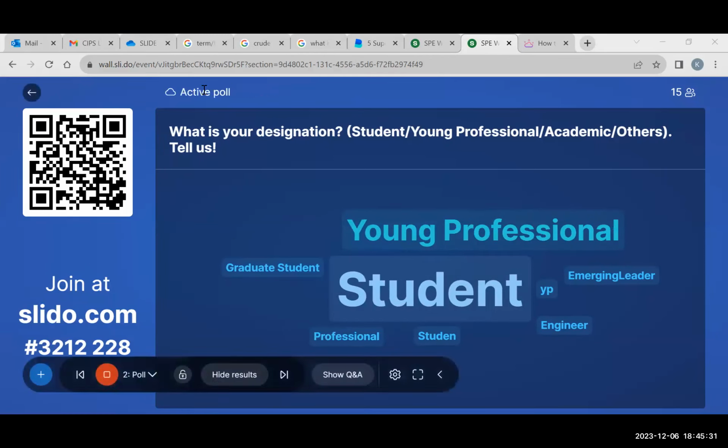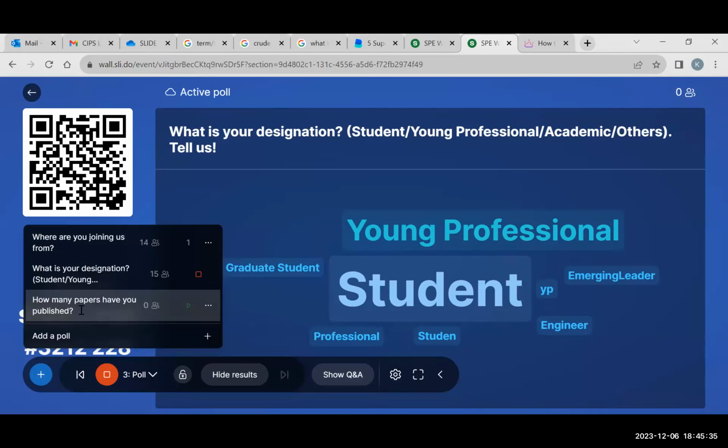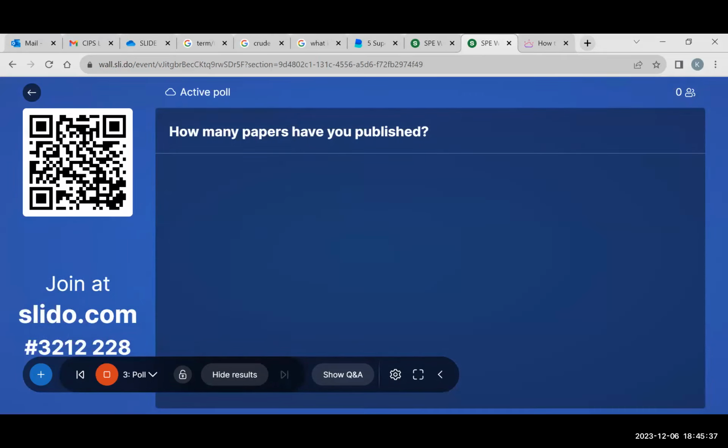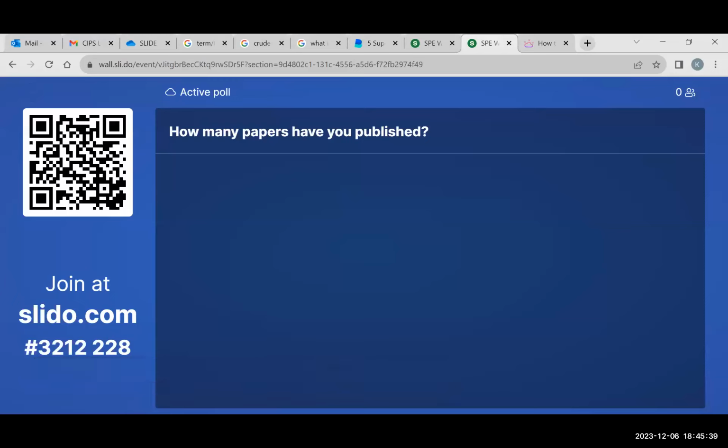Okay, we move to the third poll, which is how many papers have you published? Could be one, could be two. I'm very sure I'll be getting some shocking numbers from the responses so far. None. Okay, I'm very sure after this session, whoever hasn't published would probably publish one.